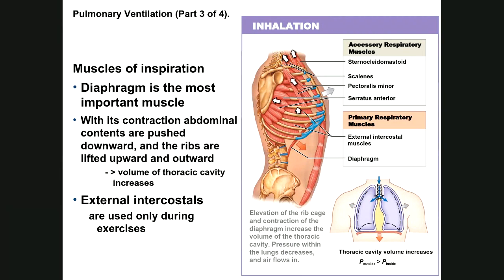The external intercostals are also one of the primary muscles involved in inhalation. The accessory muscles are used only during exercise, and they are those muscles that lift upward and outward, up and out. They are the sternocleidomastoid muscle, scalene muscles, the pectoralis minor, and serratus anterior.